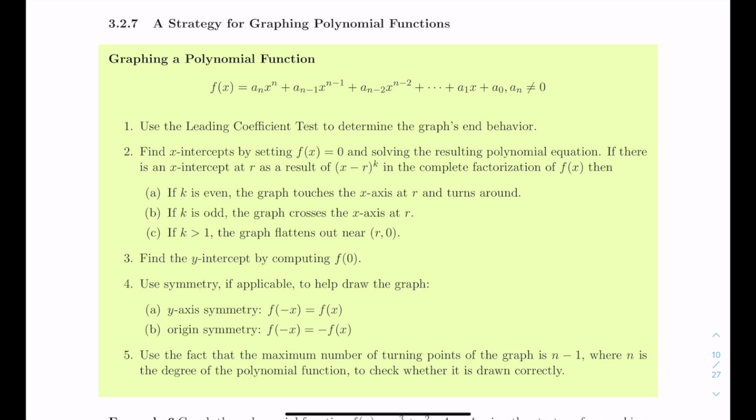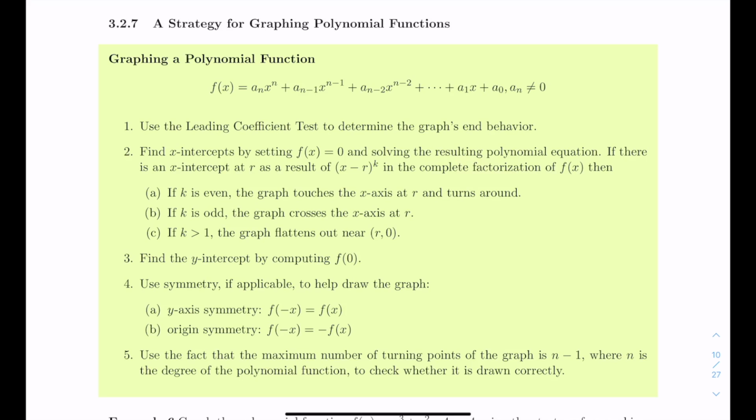Then we want to find the y-intercept by computing f of 0. We can use symmetry, if applicable, to help draw the graph. So if I plug in negative x and I get the original function, we have y-axis symmetry. And if I plug in negative x and get the exact opposite of the original function, we have origin symmetry.